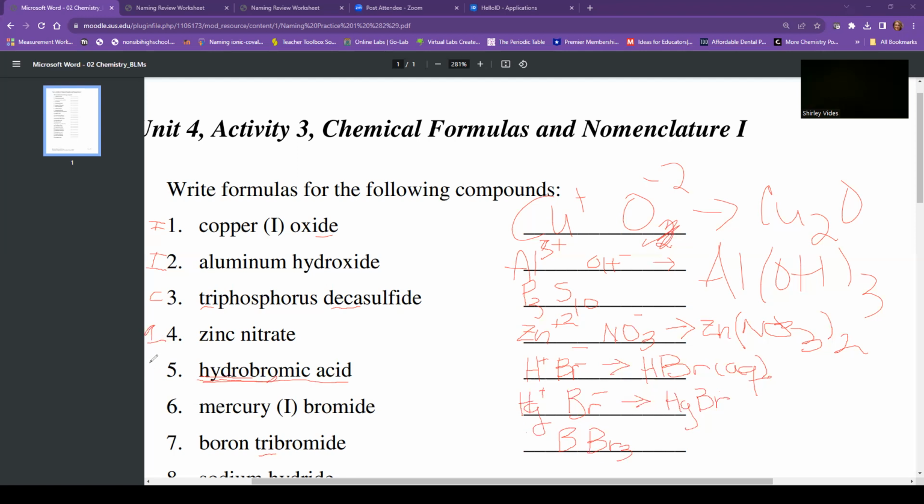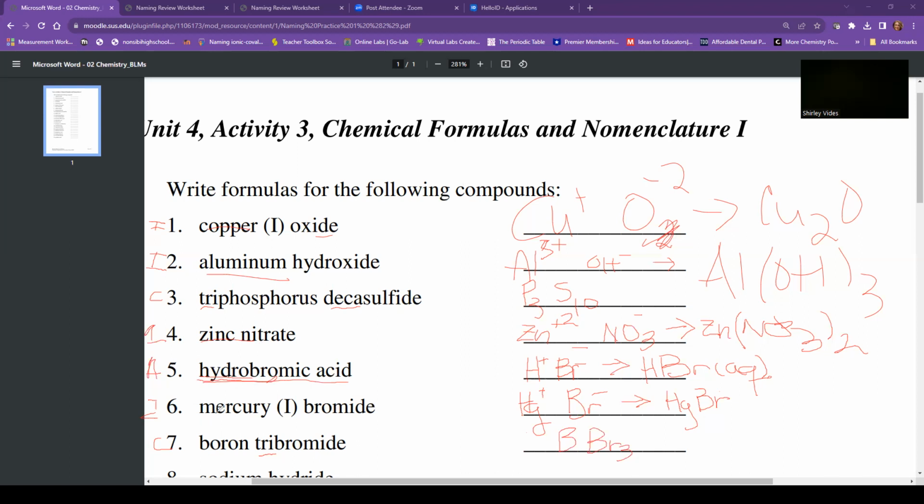This is an acid, which is really a covalent compound. This is ionic, and this is covalent. You have to identify which one's which, because the rules for naming are different. So if you don't know that, then you should. How do you know it's an ionic compound versus a covalent? It starts with a metal. That's how you know. Copper is a metal, aluminum's a metal, zinc is a metal.